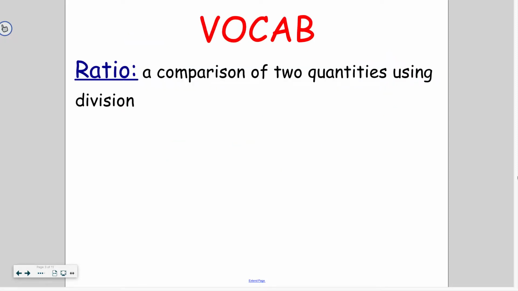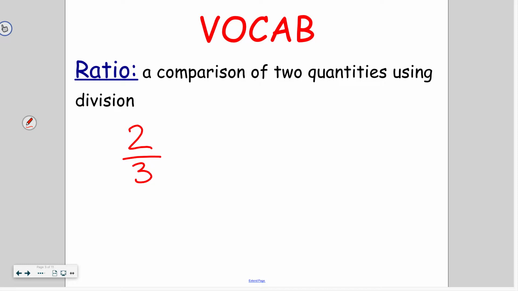A ratio is a comparison of two quantities or numbers using division. So we're looking at how we can compare two numbers, and the way we're doing it is with division. There are three common ways you will see ratios written. The most common way is in fraction form. So 2 out of 3, saying I have 2 out of every 3 pieces.